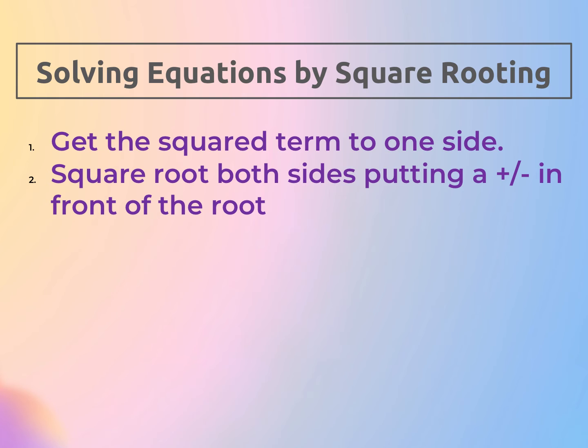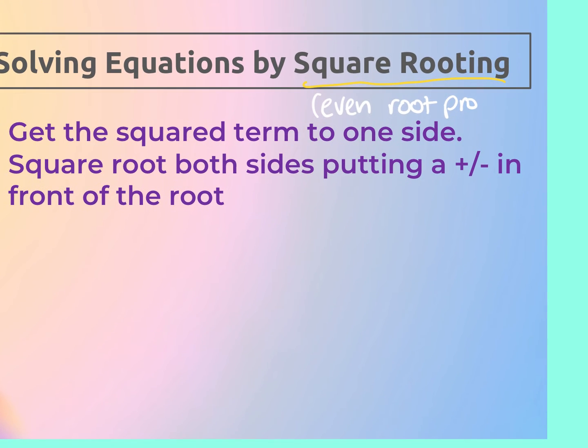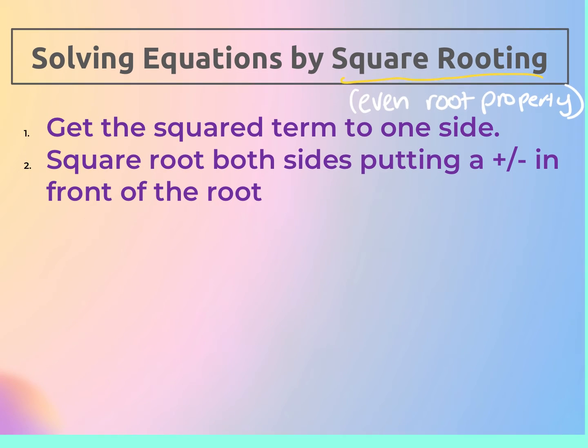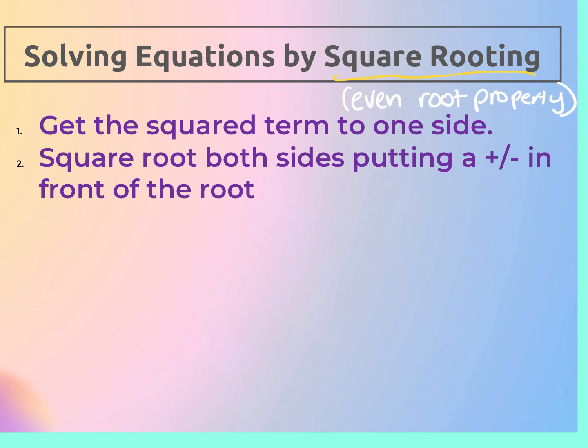The second way is solve by square rooting, okay? This is something that uses what we call the even root property. That's what, when you get to pre-cal, I always refer to as even root property, okay? But you're basically going to be solving these by doing square root. To do these, you can only have an x squared. You can't have an x squared and an x. So if you have an x squared and an x, you're factoring, okay? Or a quadratic formula, which we'll get to later.